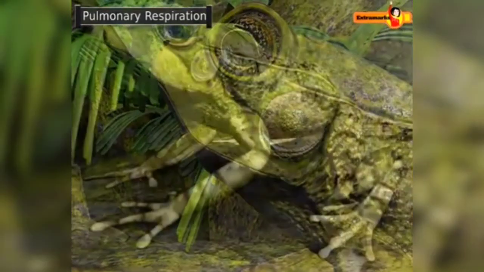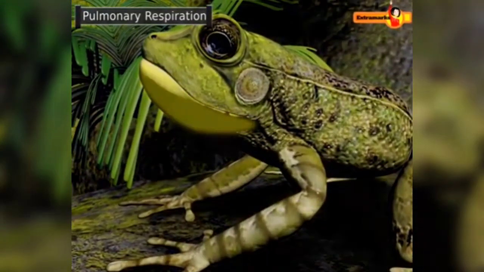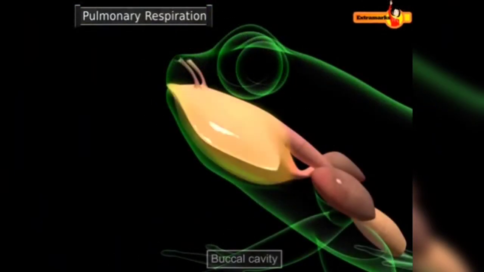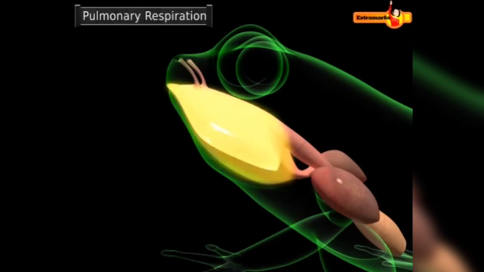During breathing in, the floor of the mouth of a frog is lowered, causing air to be drawn into the mouth or buccal cavity through the nostrils. It then closes its mouth and nostrils and raises the floor of its mouth to make its mouth cavity very small. This causes an increase in pressure in the mouth cavity.